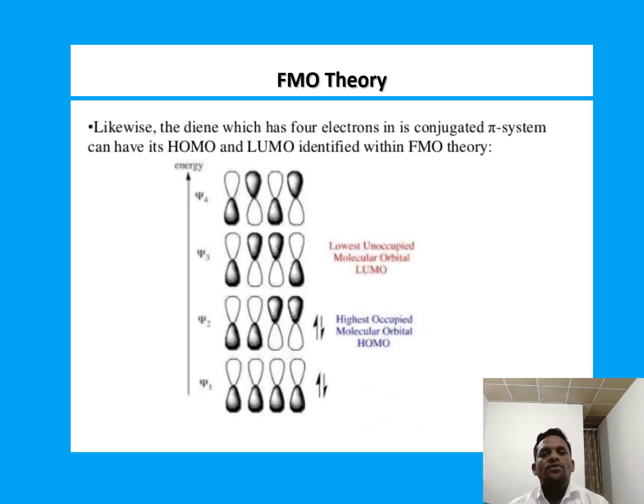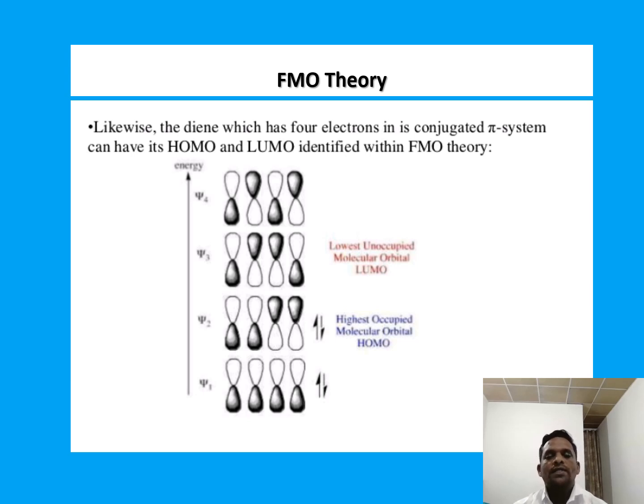Likewise, the diene, which has 4 electrons in a conjugated pi system, can have its HOMO and LUMO identified within the FMO theory. In the diagram, there are 4 wave functions, psi1, psi2, psi3, psi4. Psi1 is the lowest in energy and the most stable. Then psi2 is higher in energy, psi3 is higher again, and psi4 is higher again. Among these 4, 2 are bonding orbitals and the remaining 2 are anti-bonding orbitals.